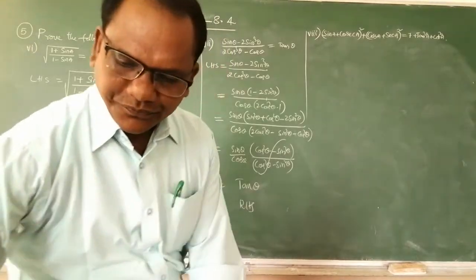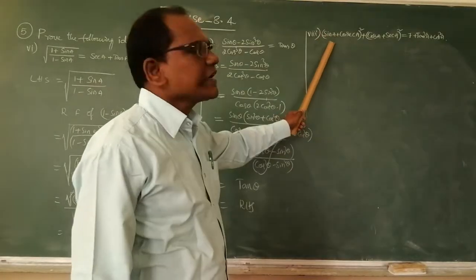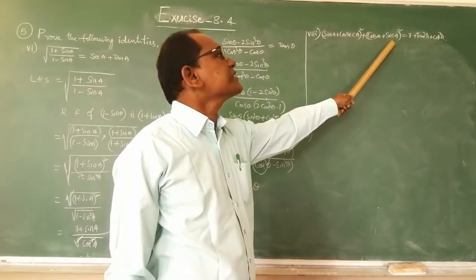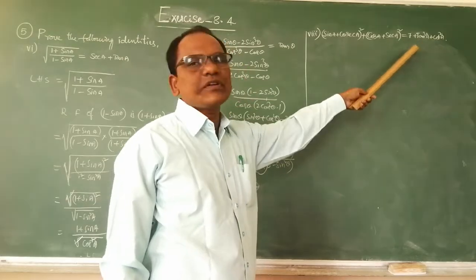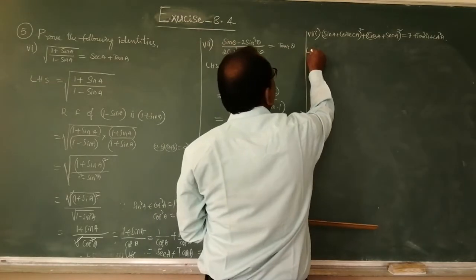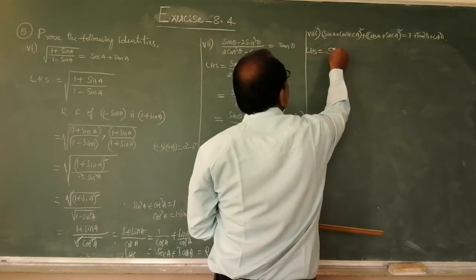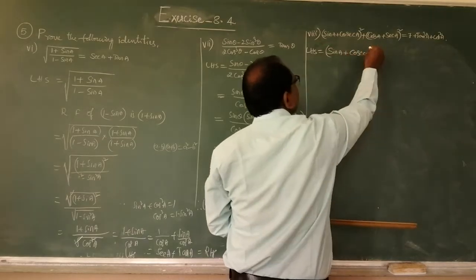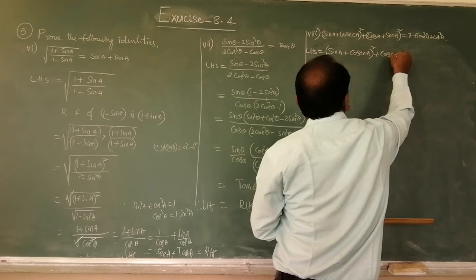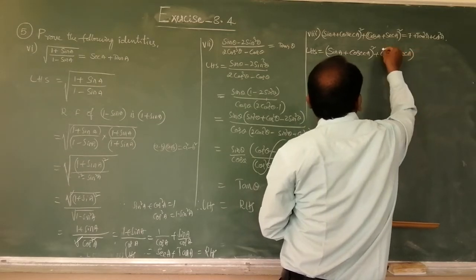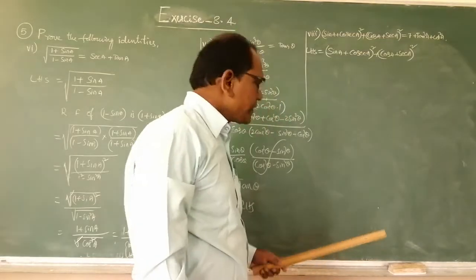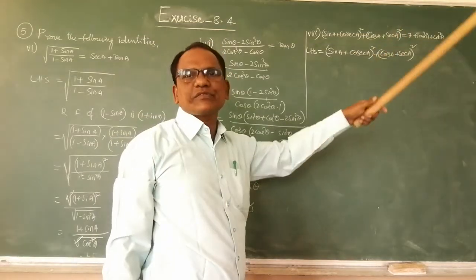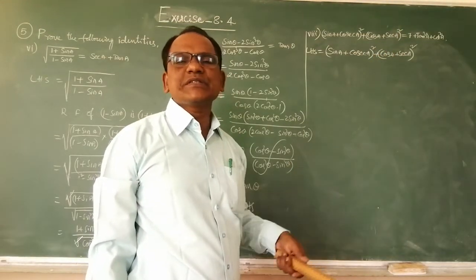So from here, sin A plus cosecant A whole square plus cos A plus secant A whole square equal to 7 plus tan square A plus cot square A. I am taking the LHS: sin A plus cosecant A whole square plus cos A plus secant A whole square. Here it is A plus B whole square, the first one plus A plus B whole square. The A plus B whole square formula is A square plus B square plus 2AB.